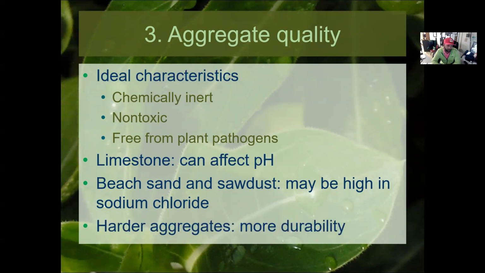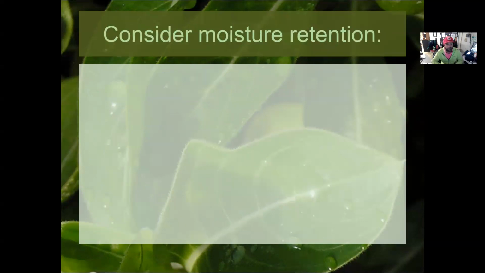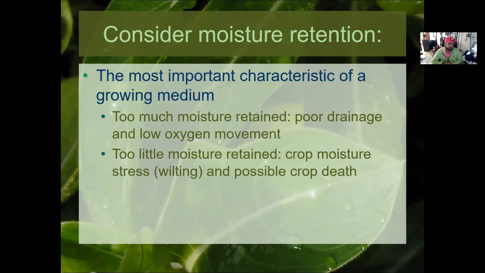And then harder aggregates offer more durability. So if you have something that's pretty solid that's going to let some roots through, that's probably going to be really good for that plant. So consider moisture retention, the most important characteristic of a growing medium. Too much moisture retained means poor drainage and low oxygen movement. So if you continually have water going through, you're going to have really good oxygen movement going through there and getting that air down into the roots.